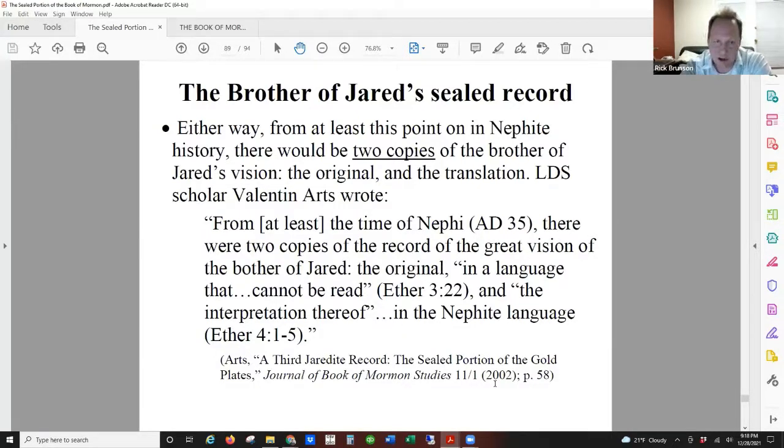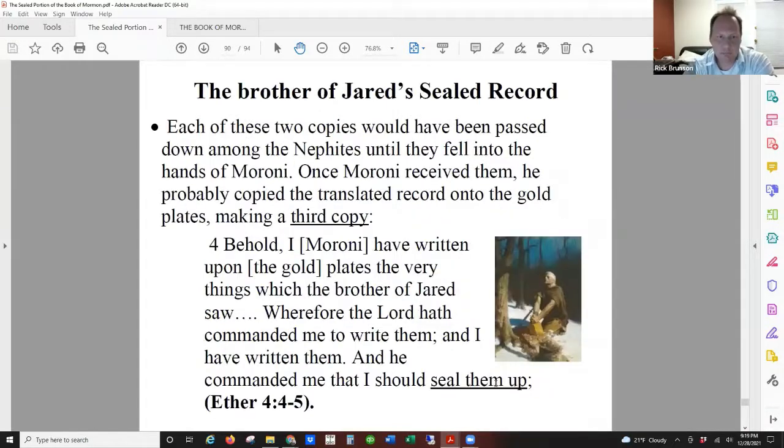LDS scholar Valentine Arts wrote, "From at least the time of Nephi, AD 35, there were 2 copies of the record of the great vision of the brother of Jared, the original in a language that cannot be read, and the interpretation thereof in the Nephite language." And each of these 2 copies would have been passed down among the Nephites until they fell into the hands of Moroni. Once Moroni received them, he probably copied the translated record onto the gold plates, making a 3rd copy.